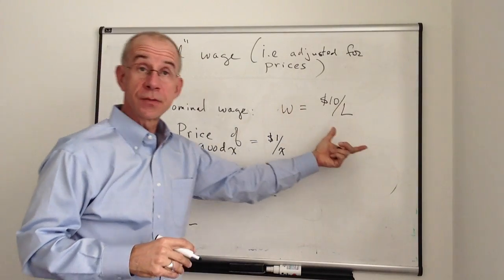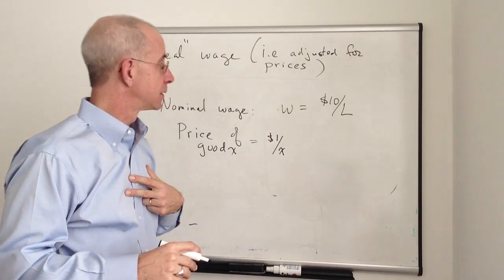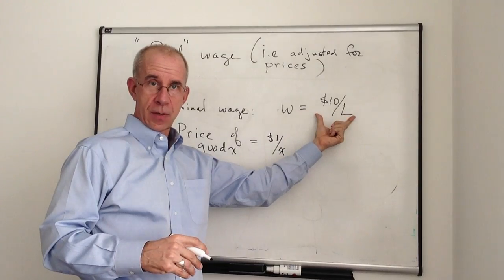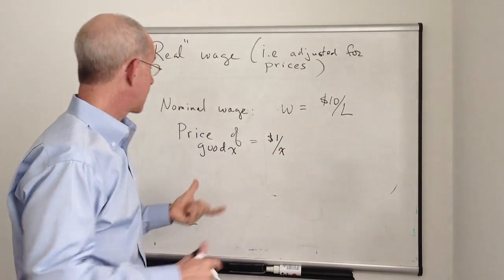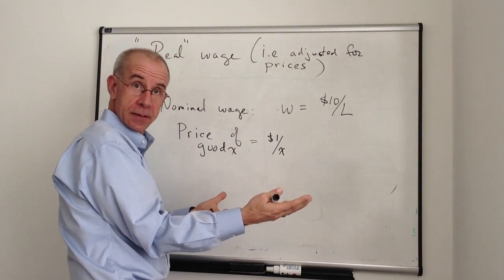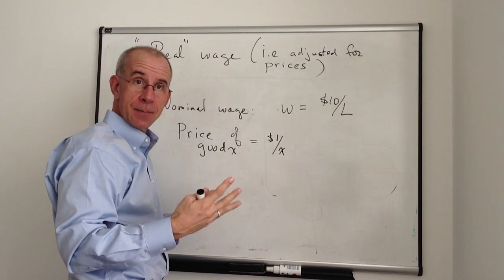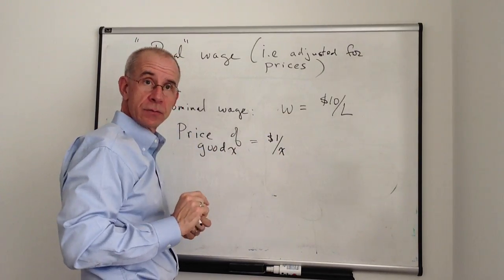So if you look at this, my ability to buy X is a function both of how many dollars I make per hour and how much the price of X is. In this case, with that wage and that price, I can buy 10 units of X with this wage. Okay, that's simple.